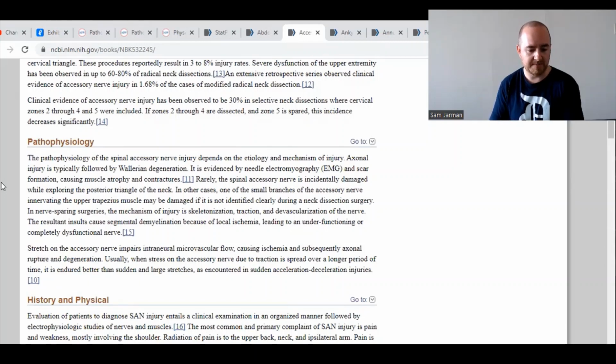In nerve-sparing surgeries, the mechanism is skeletonization, traction, and devascularization of the nerve. Now, something to be aware of there is that nerves have blood supply, but it is inconsistent within the same person, so side to side. It's inconsistent between people, so it's poorly described in anatomical texts. You will have areas that have good blood supply and areas that have essentially no blood supply within a nerve. These are very small arterial supplies. They can get ripped out pretty easy, especially with traction. So just holding the neck in one position during a surgery could actually affect the blood supply of a nerve.